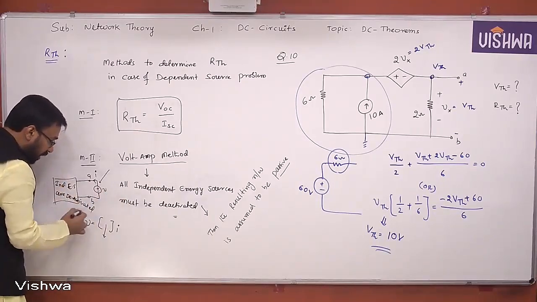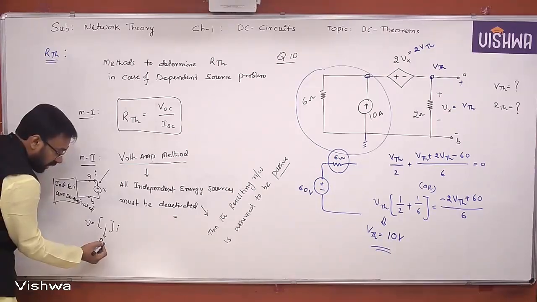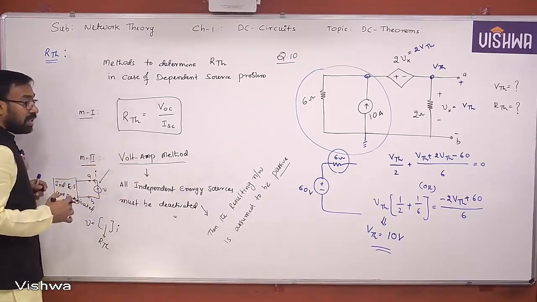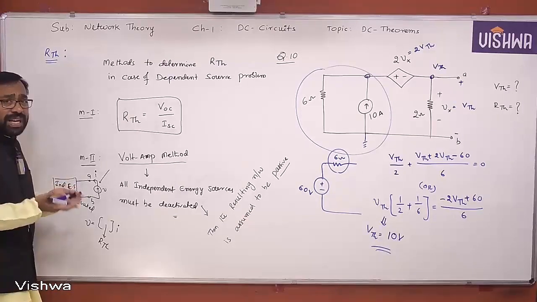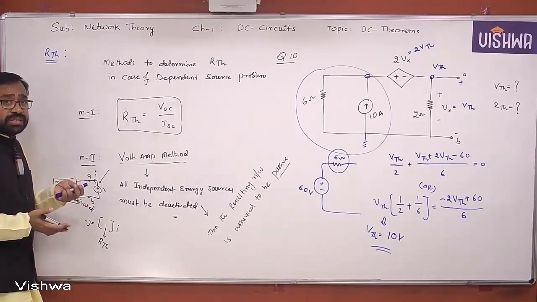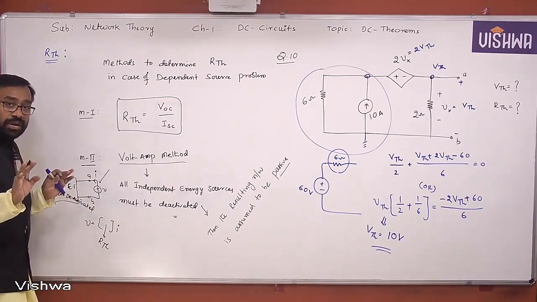With all independent sources suppressed, you have a name for it that is nothing but RTH, because the definition of RTH is what? Remove the load, find the resistance across the terminals with all independent sources suppressed. There is a special name for it, otherwise it's simply equivalent resistance, but because you are removing the load and suppressing all independent sources, you are calling that resistance RTH. Clear all of you? Okay.